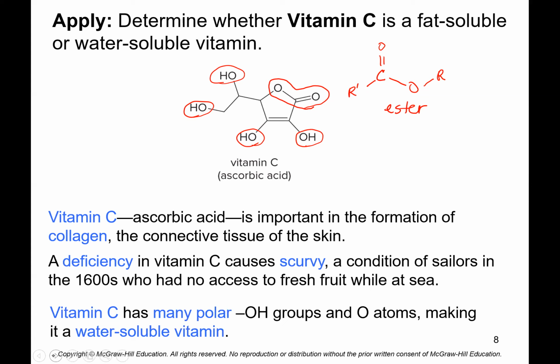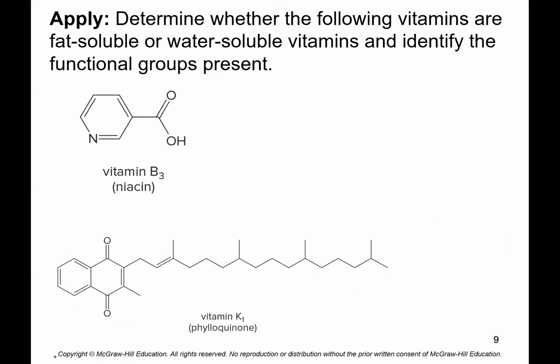So vitamin C is very important for collagen and for connective tissue of the skin, and it is known for being responsible for scurvy, which is a very serious condition where you have issues with bleeding and bruising and wound healing, which was very prominent back in the 1600s. Okay, so this is a very important vitamin, and it is going to be a water-soluble vitamin. All right, let's do two more.